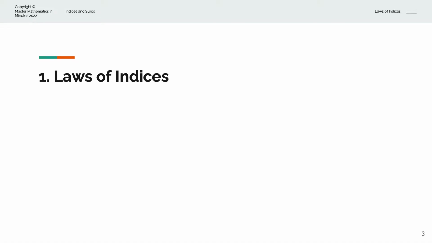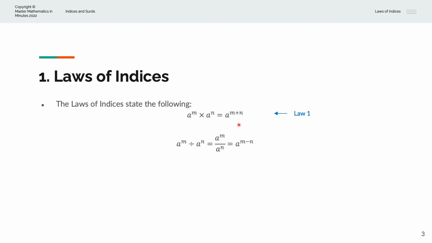So what are the laws of indices? The laws of indices state the following. We have a to the power of m times a to the power of n, and that is equal to a to the power of m plus n. And that's law 1. And the second law states that a to the power of m divided by a to the power of n is equal to a to the power of m minus n. And that's the second law.